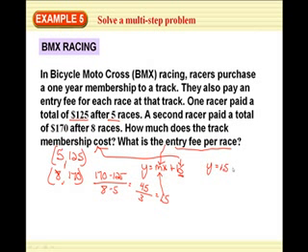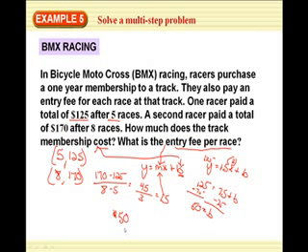So y equals 15x plus b. Let's use one of those. 5 is x. We'll put a 5 in right here and a 125 right there. So 125 equals 15 times 5 is 75 plus b, minus 75. I'm getting 50 equals b. So how much does the membership cost? $50. How much does a race cost? 15.